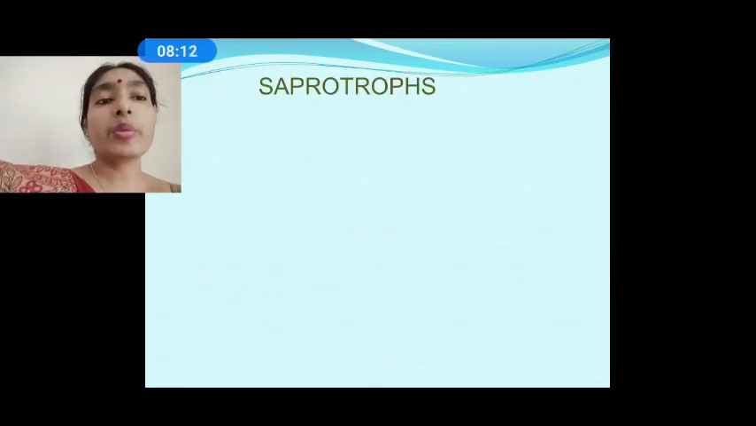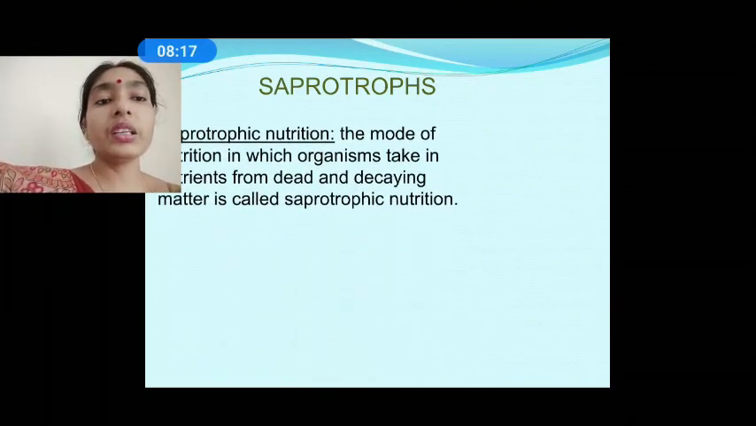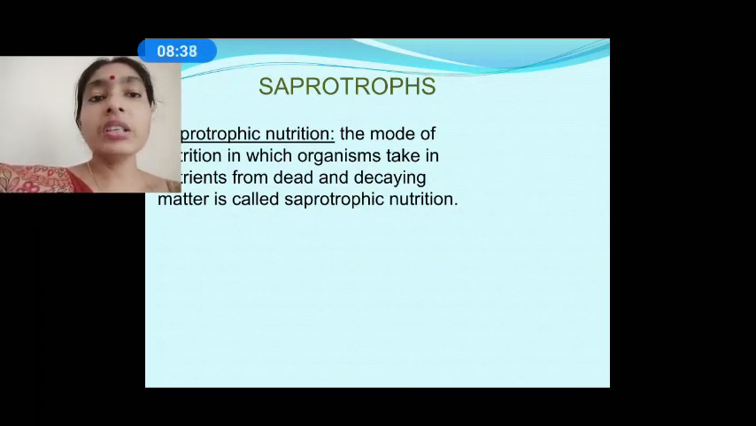Another one is saprotrophs. Sapro means dead or decay. So those who get their nutrition from dead or decaying matter are called saprotrophs, or they have saprotrophic nutrition. Now you might observe some fruits or vegetables, when they are going to spoil, white or black color hair-like growth. That is nothing but fungi. This fungi will grow on dead or decaying matter. Their food habit is saprotrophic nutrition.